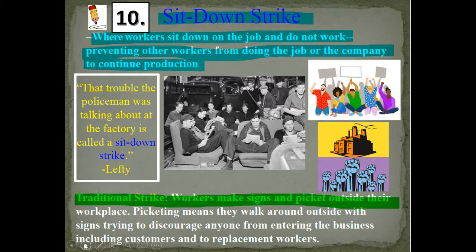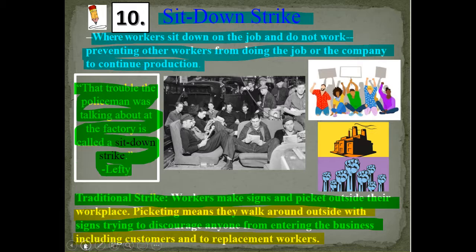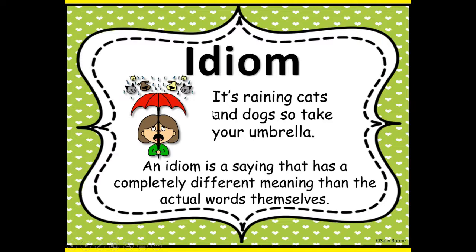A traditional strike is where workers make signs and picket outside their workplace. Picketing means they walk around outside with signs trying to discourage anyone from entering the business, including customers and replacement workers. So that trouble the policeman was talking about at the factory is called a sit-down strike.